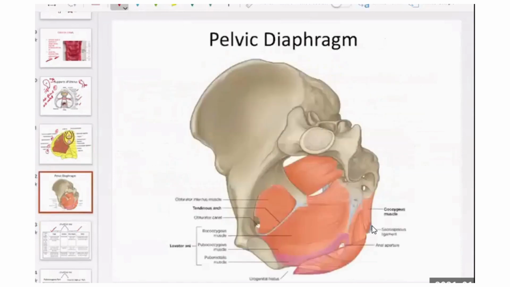Pelvic diaphragm. Can you see this? Levator ani. This is ilio-coccygeus. This is pubo-coccygeus. Pubo-rectalis. Coccygeus. All these muscles make a sling on the inferior aspect of the pelvis that we call the pelvic diaphragm. What do we do during normal labor?